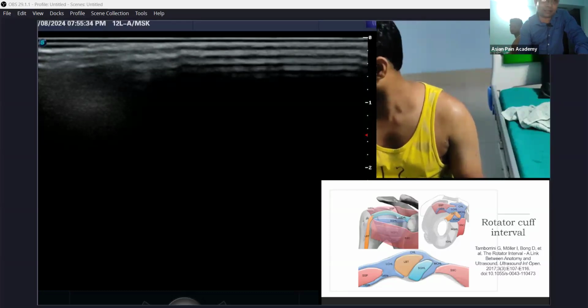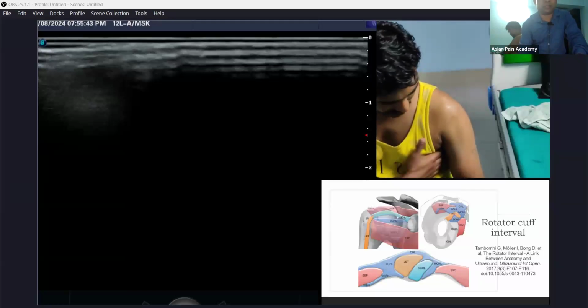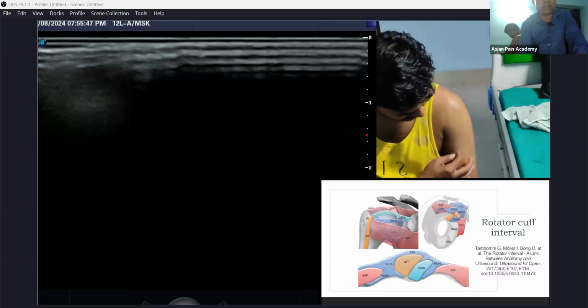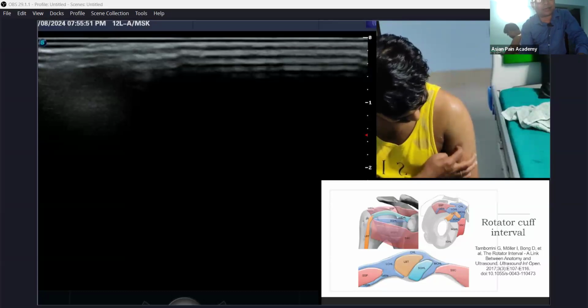Once the long head of biceps goes and enters the glenoid labrum, and since we are calling it a cuff, because all these four muscles are covering the glenohumeral joint, but there is a gap. This is the subscapularis which is covering the joint. This is the supraspinatus covering the joint, but there is a gap.